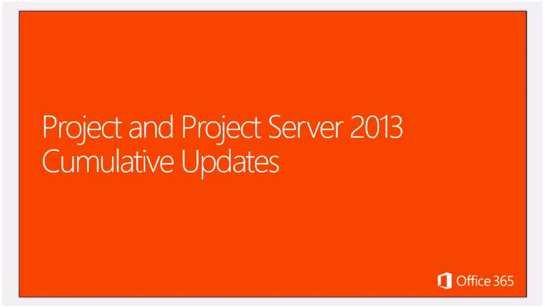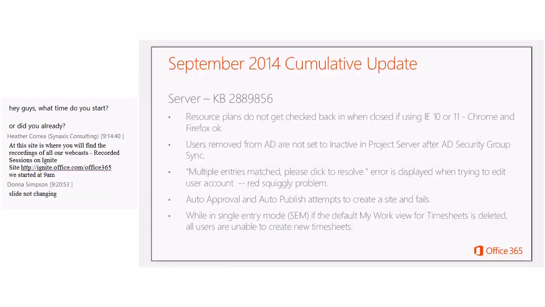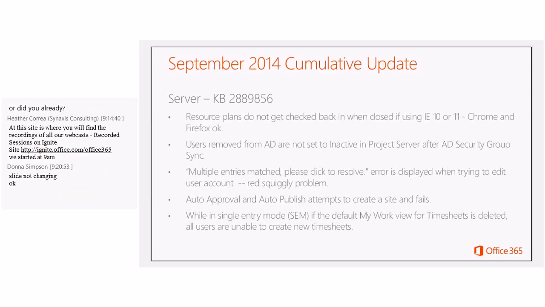Okay, let me start off with the September cumulative update. I have the server knowledge base article listed there. If you go there right now, you probably won't find it. It'll say that you've hit a knowledge base article that doesn't exist or has been removed, but it will go live probably later today.